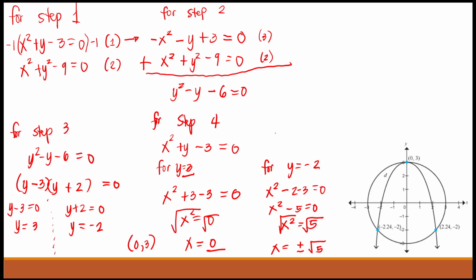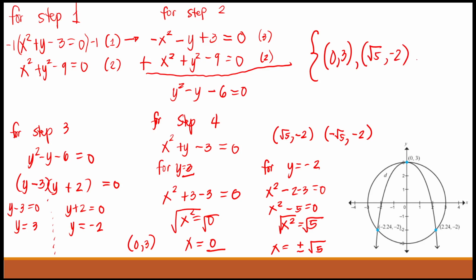So the solution is positive square root of 5 when y equals negative 2, and negative square root of 5 when y is also negative 2. Yan na po yung sagot natin. So if we write that in a set, ang sagot natin is 0, 3, square root of 5, negative 2, and lastly, negative square root of 5, negative 2.